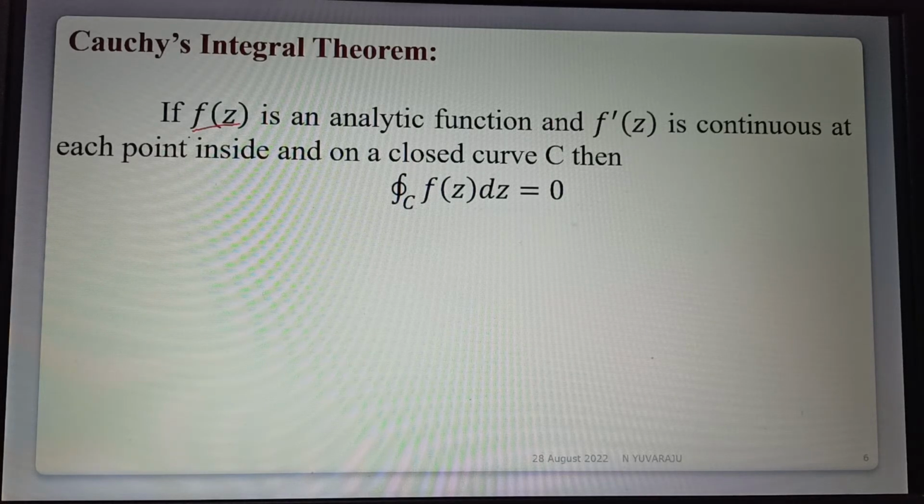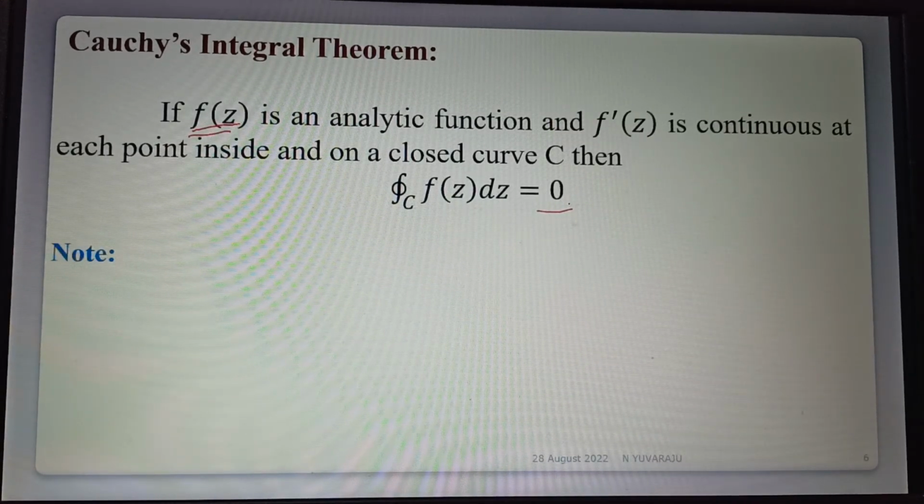So here f of z is the analytic function and its derivative is continuous at each point inside the curve and on the curve. We are not discussing outside of the curve; only inside and on C it is analytic. Then the integration of the given function is automatically 0. We do not need to find out anything, the value directly becomes 0. It is compulsory that f of z is analytic inside the region and on the region, then the integration value is 0. So this is called Cauchy's integral theorem.